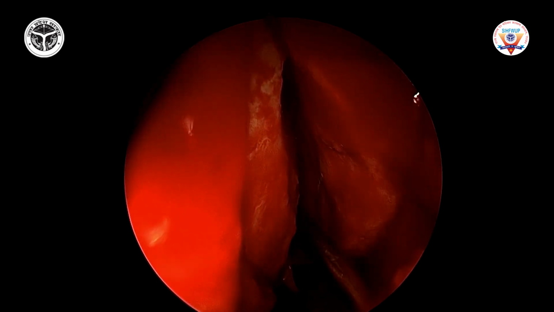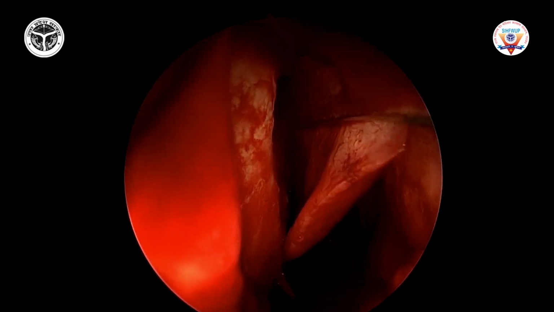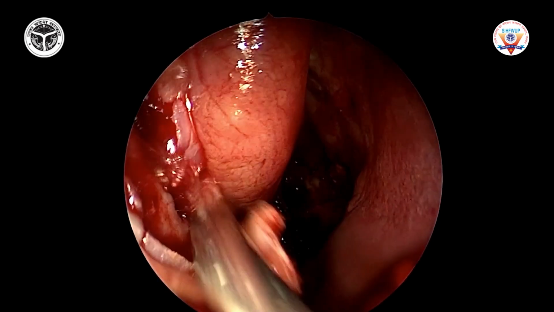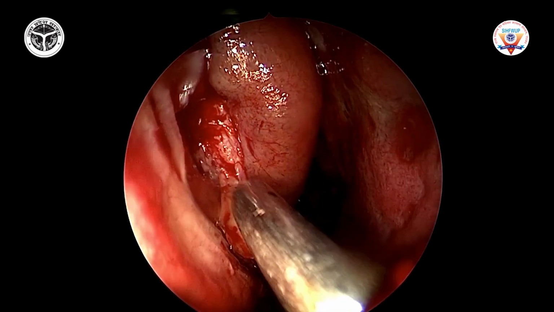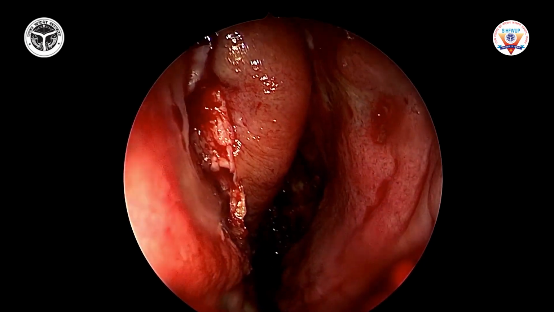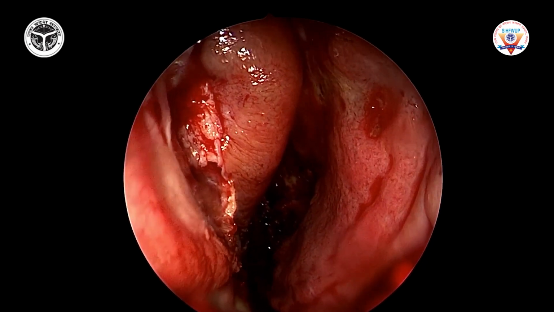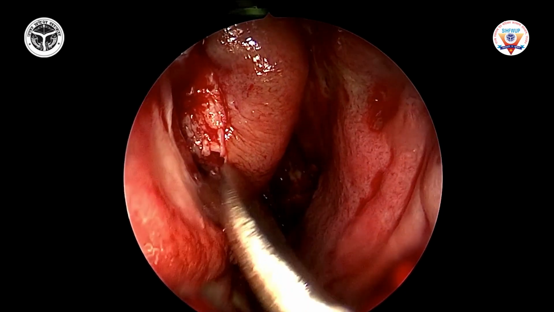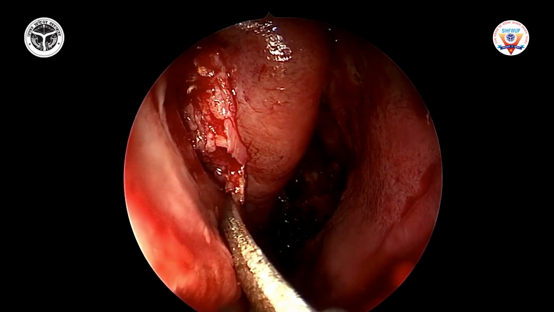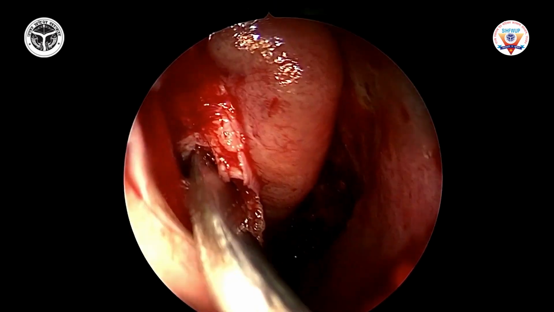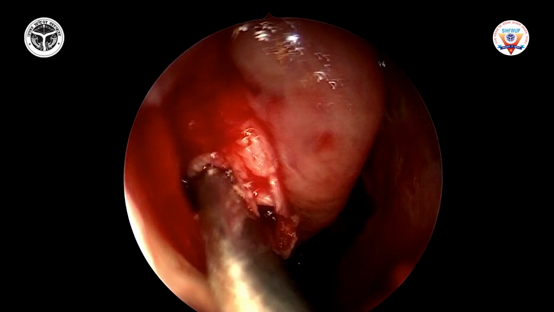So I've elevated the mucoperichondrial flap, then the bone part. The bone and cartilage both were removed.